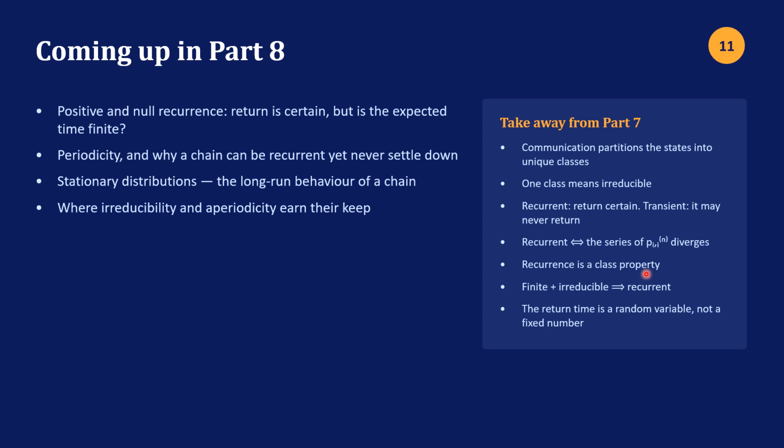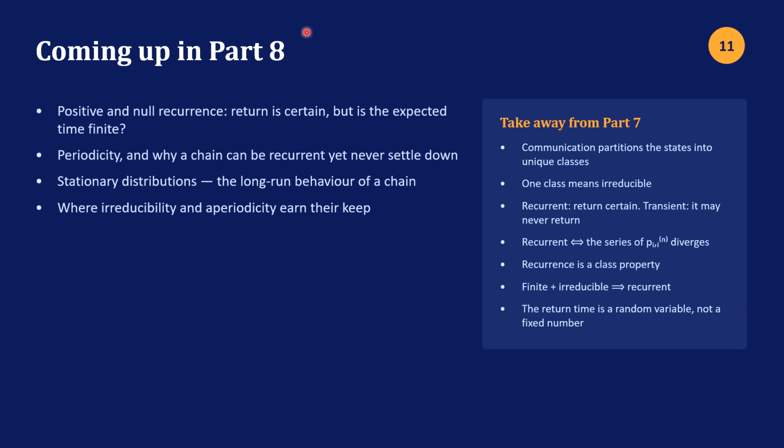Recurrence is a class property, we just saw that. Finite plus irreducible implies recurrent. That was the second theorem on the previous slide. The return time is a random variable, not a fixed number. So that was the wrinkle in our example where we made clear that we needed to treat tau as a random variable and not as a constant.